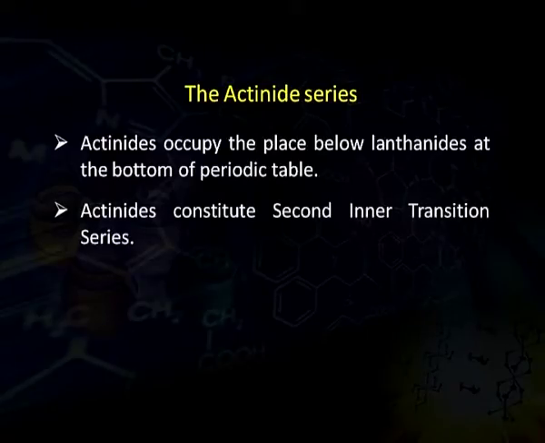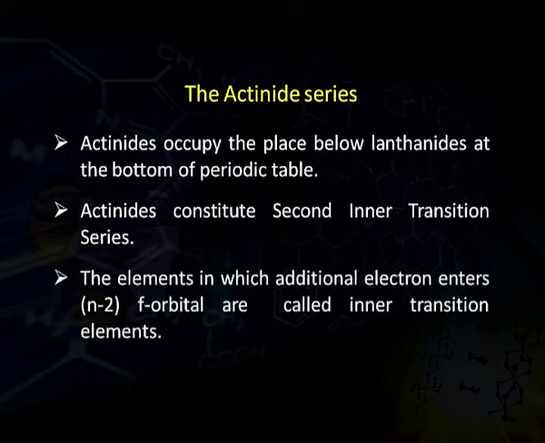Actinides constitute the second inner transition series. The first series is dedicated to the lanthanides. The elements in which the additional electron enters the n-2 f orbital are called inner transition elements, which are placed apart from the transition element series of the d block elements. Here it is in the f block. Since the extra electron goes to the f orbital, which belongs to the n-2th main shell in their elementary or ionic state, these are called f block elements.